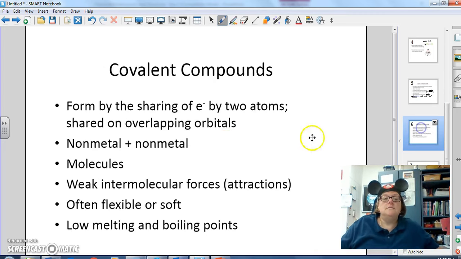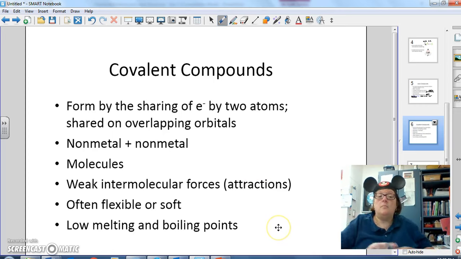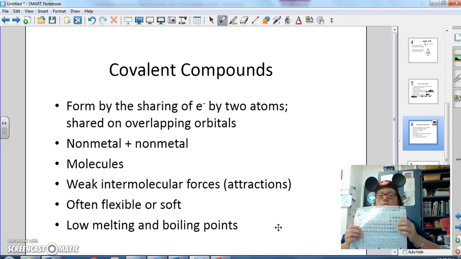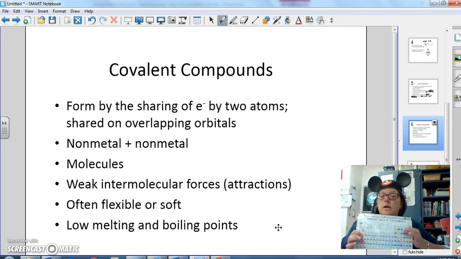Alright, the second type was covalent compounds, which are formed by sharing electrons, nonmetals with nonmetals. So when you look at your periodic table, you've got nonmetals over here and nonmetals. They're fairly close to each other. That means they're pulling more equally on the electrons, so they share instead of transferring. These form molecules. Molecules are complete sets of the compound. You've got two H's and one oxygen, and it's always going to be two H and one oxygen.